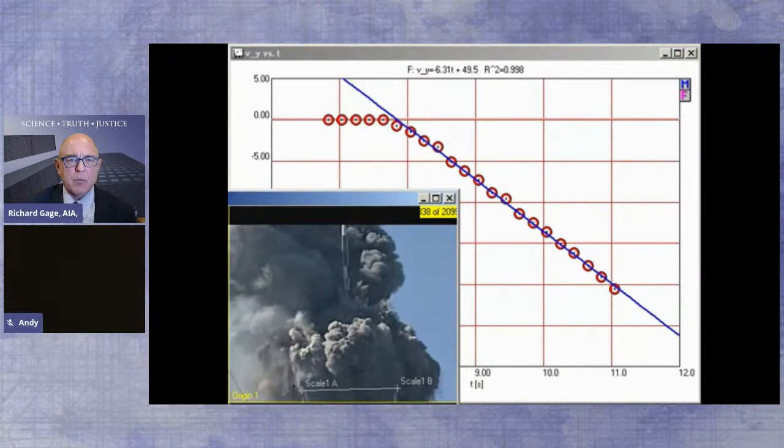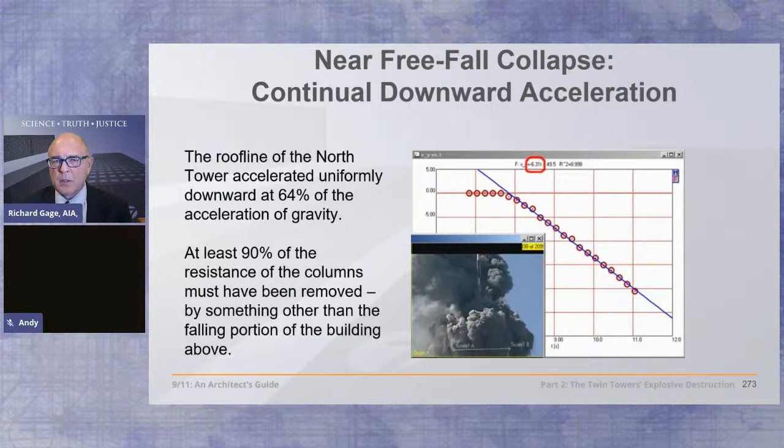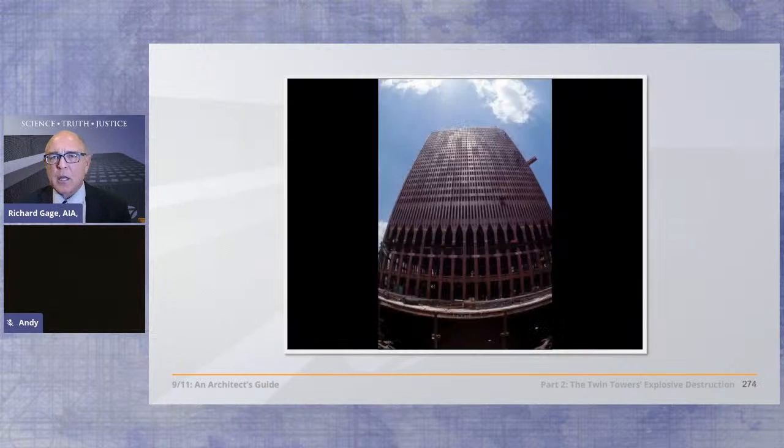Downward acceleration. There we go. The slope of the graph indicates that the acceleration is 6.31 meters per second squared downward, which is 64% free fall. 64% of free fall. The building is almost in free fall. It's getting faster and faster and faster. It's not decelerating. It's not getting slower as it goes through what? 80,000 tons of intact, cold, hard structural steel below, designed 3 to 5 times stronger than it needed to be to hold that building up. It's not even slowing it down.